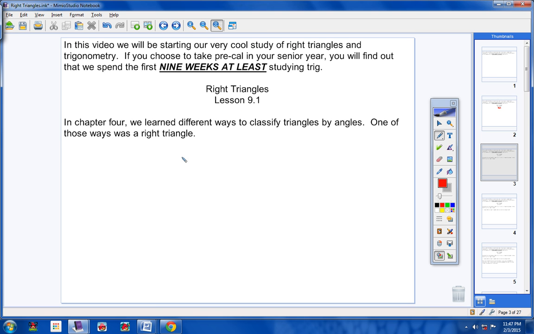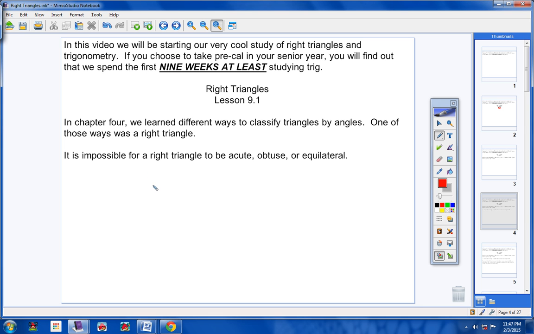Now, in Chapter 4, we learned different ways to classify triangles by angles. Remember, acute triangles, obtuse triangles, equiangular, etc. One of those ways was a right triangle. Now just sit back and listen.